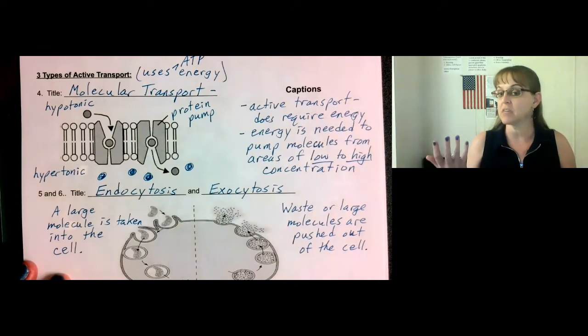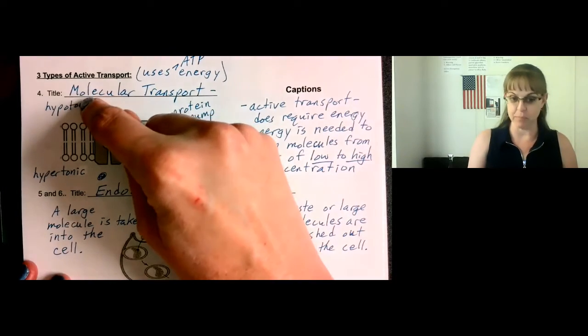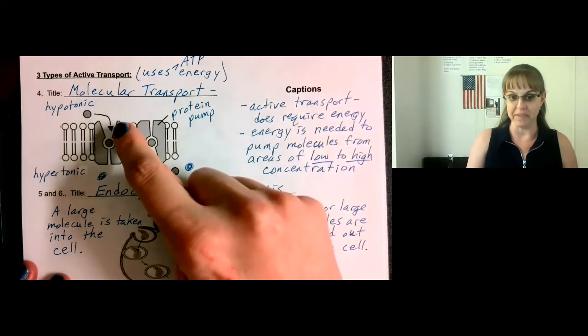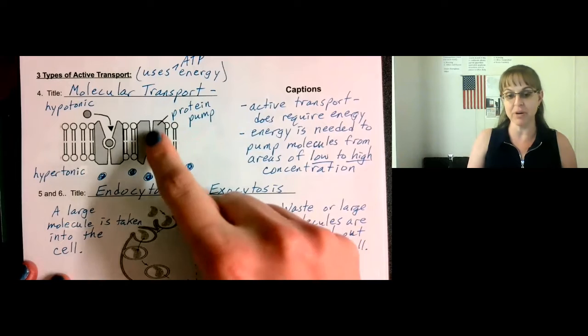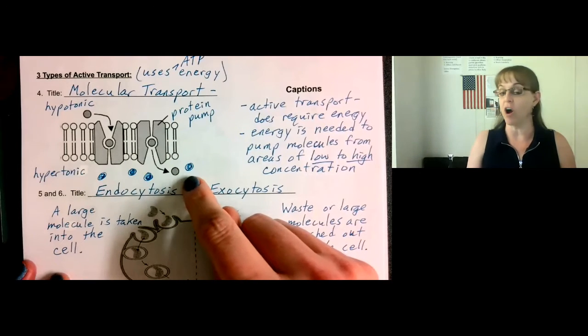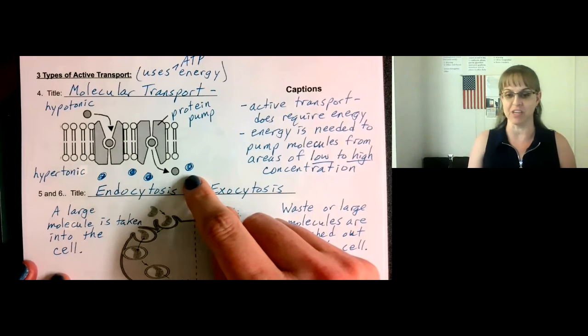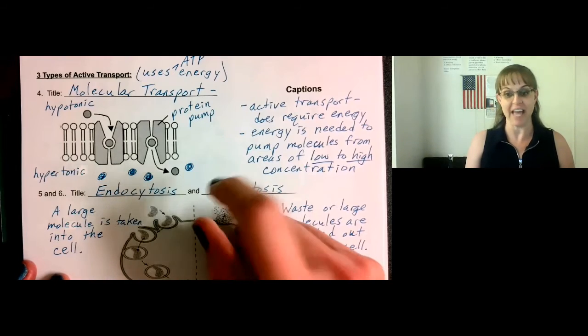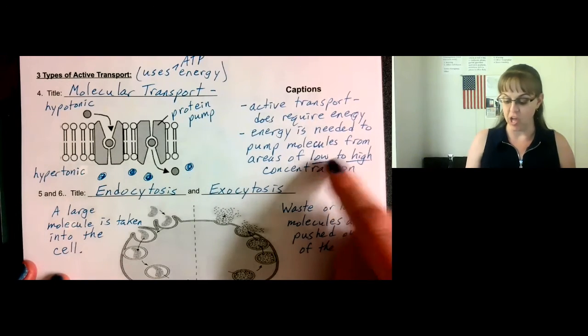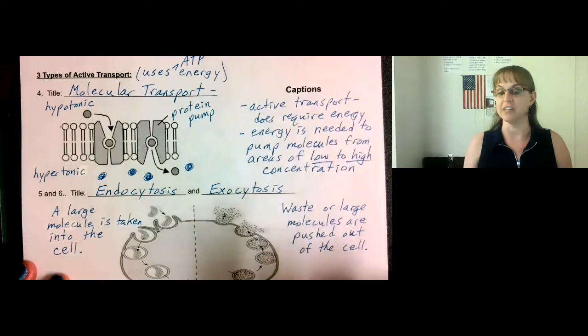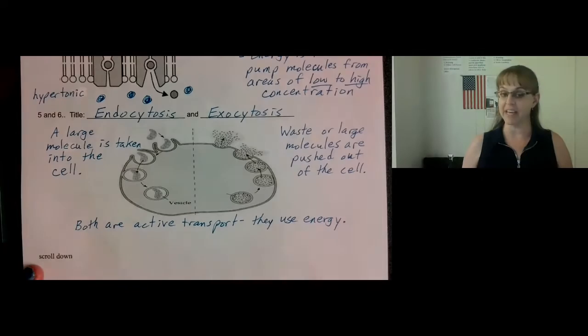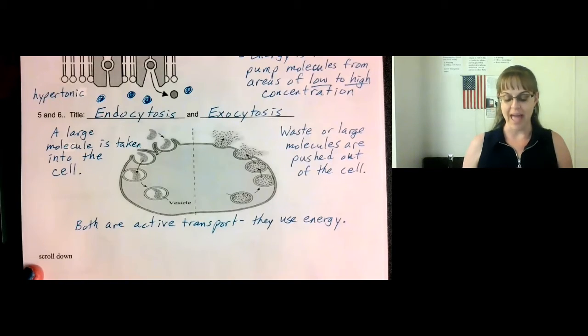But let's say maybe this is sugar molecules and you want more sugar. Well, then this protein pump will get that sugar molecule and push it in to where there are already lots of molecules. And that's why it needs energy, because it's going from low to high concentration, which is not natural. The next two types of active transport are endocytosis and exocytosis.